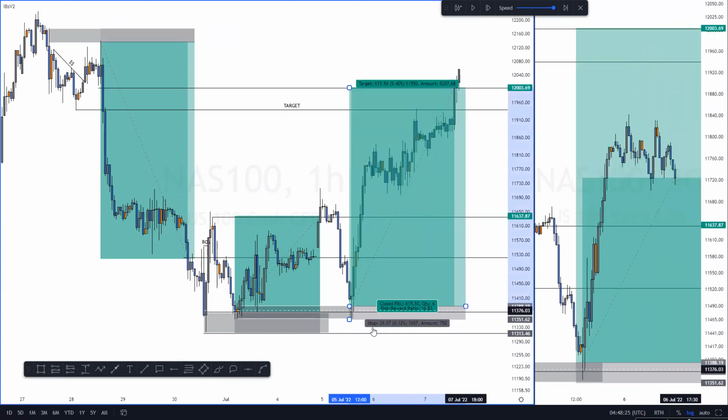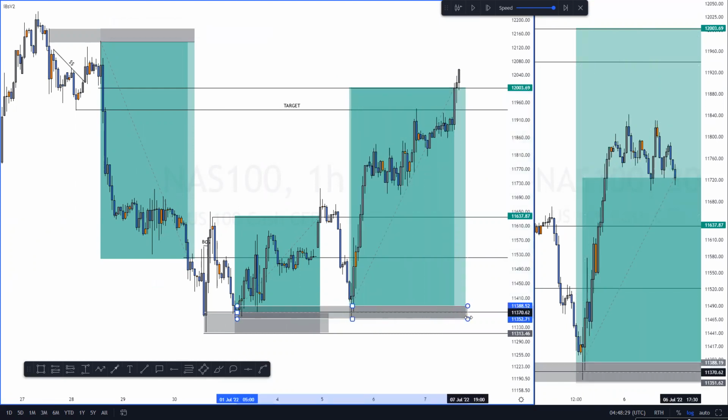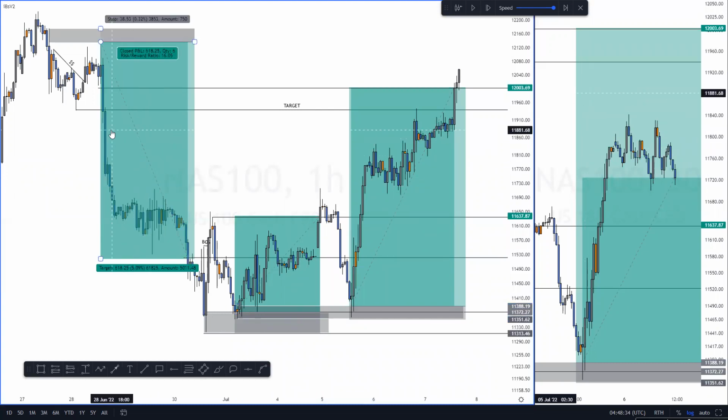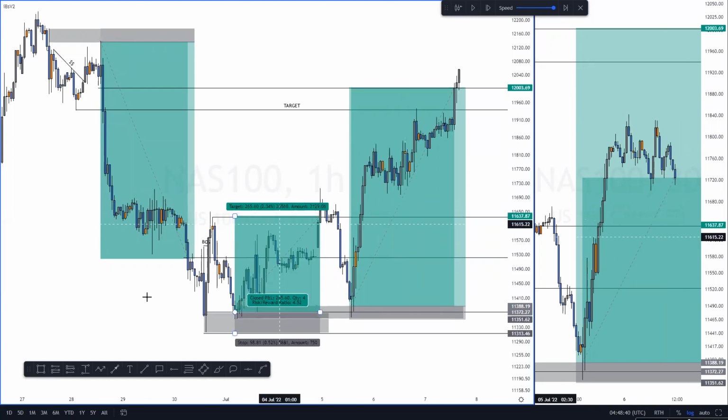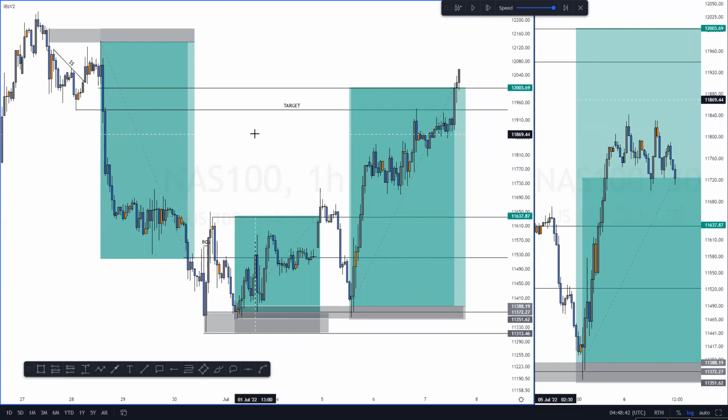Another one, which is 16%, beautiful trade last week. And yeah, you had a 4%, you have a 16%, a 4%, and an amazing 16% last week. So that was about 36%. So if you risked $100, you could have gotten $3,600 last week from NAS 100.